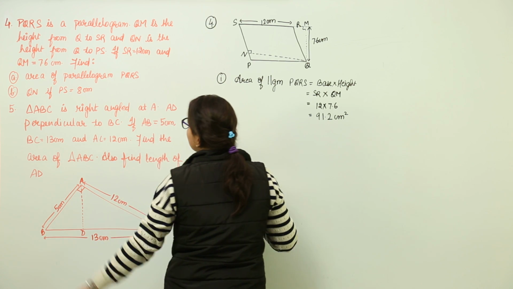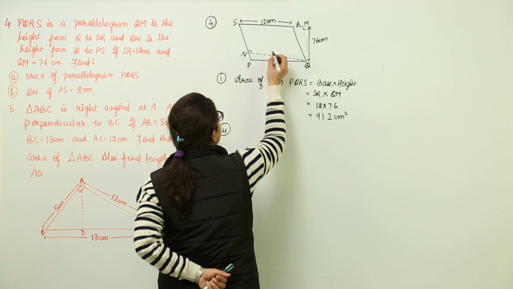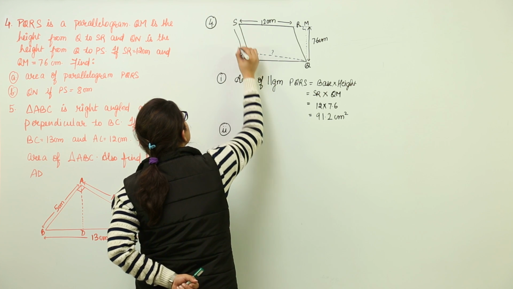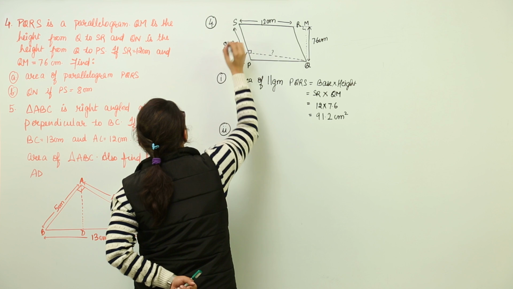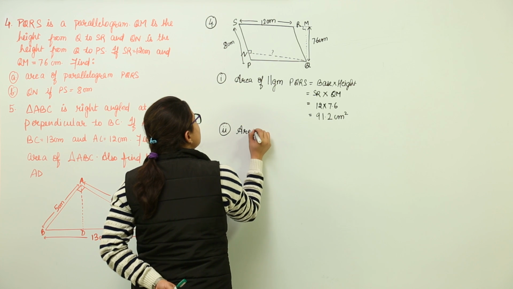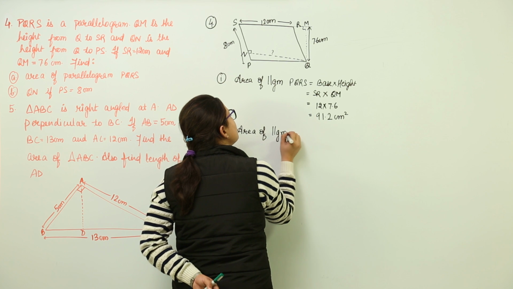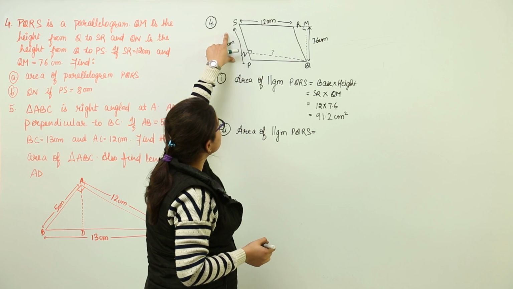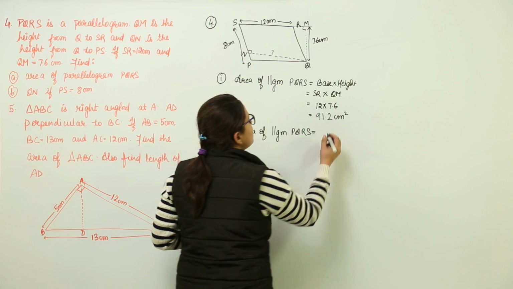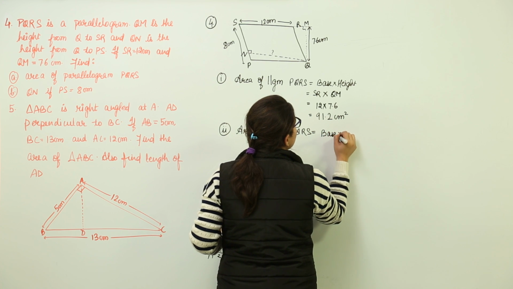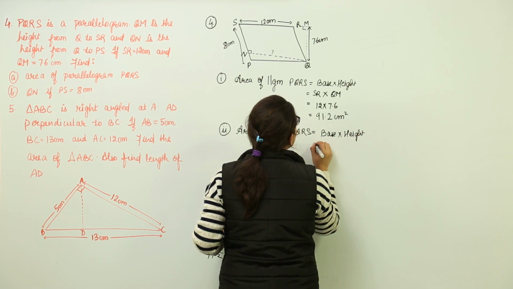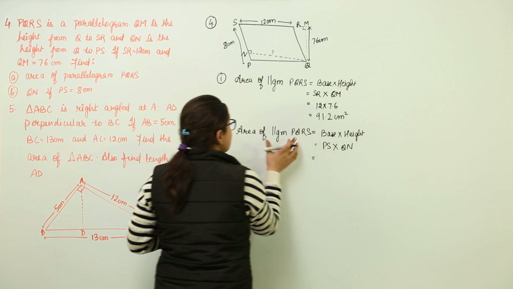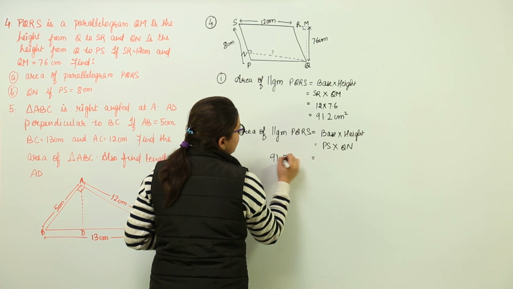Now the next step is finding QN. We have to find out the measurement of QN if PS is given to us. Now the measurement of PS has been given to us, which is 8 centimeters. So we'll write over here that the area of parallelogram PQRS can also be written with base as PS and height as QN, right? Now you can write this as base into height only, where base has changed to PS and the respective height would be QN. So you will get the area that has been calculated as 91.2.